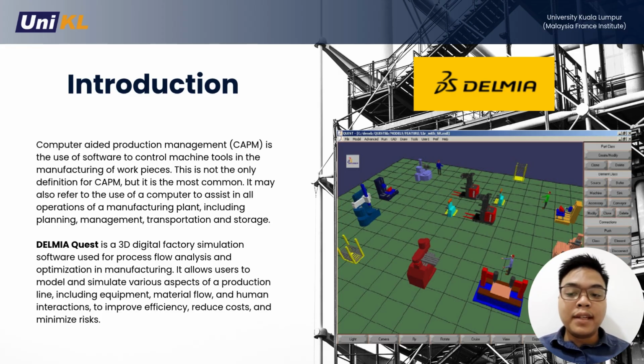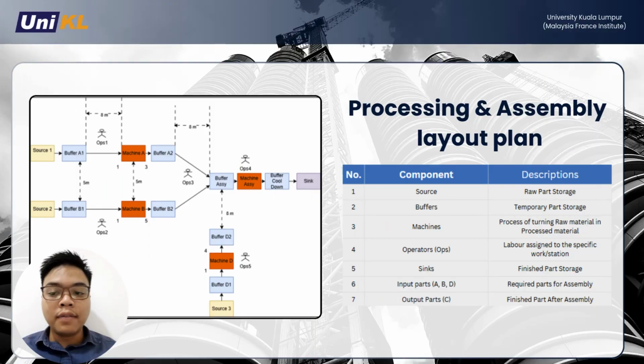In this mini project, we are assigned to create a simulation scenario and conduct an in-depth analysis based on parallel processing and assembly station using the Mia Quest software. Here is the reference layout plan used for processing and assembly for the project simulation. There are several main components used in this layout.